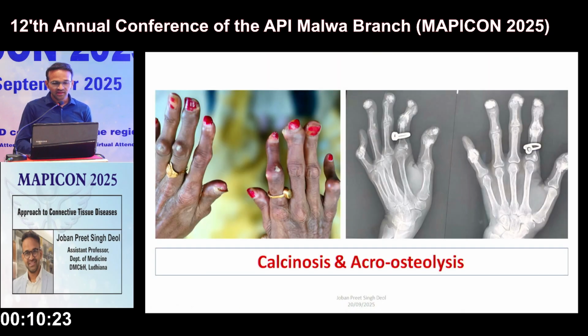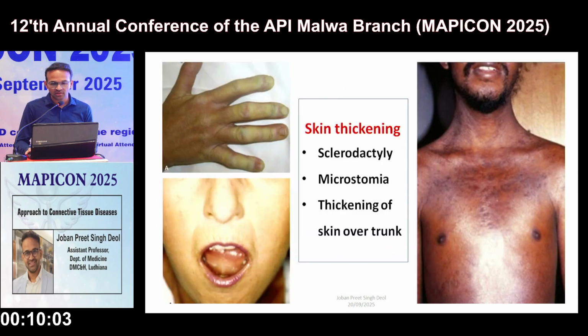This is one of the patients I had who had this kind of white substance exuding out from the finger. So this is calcium deposit. So this is calcinosis. And if you look at the X-ray, it looks very ornamental, but these are all actually calcium deposits in this patient. So this is again very much suggestive of systemic sclerosis.